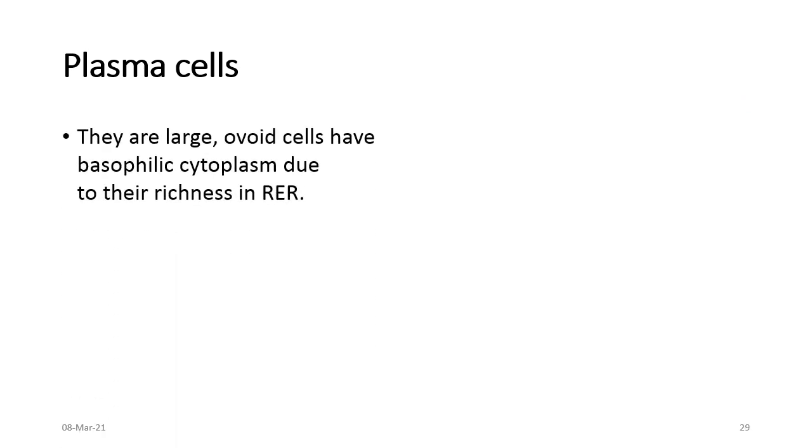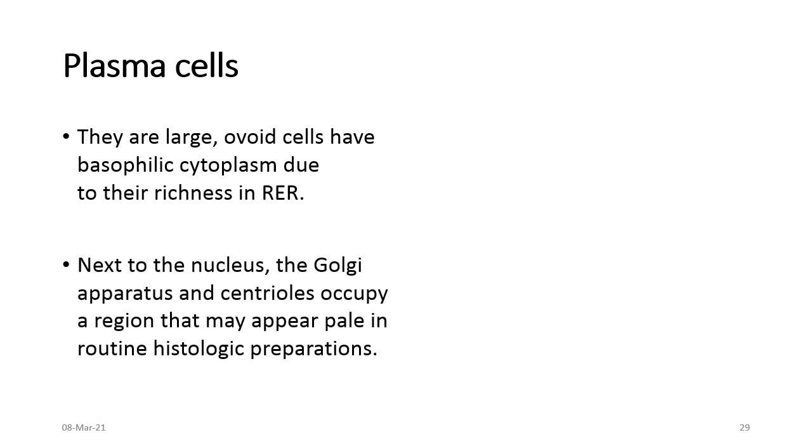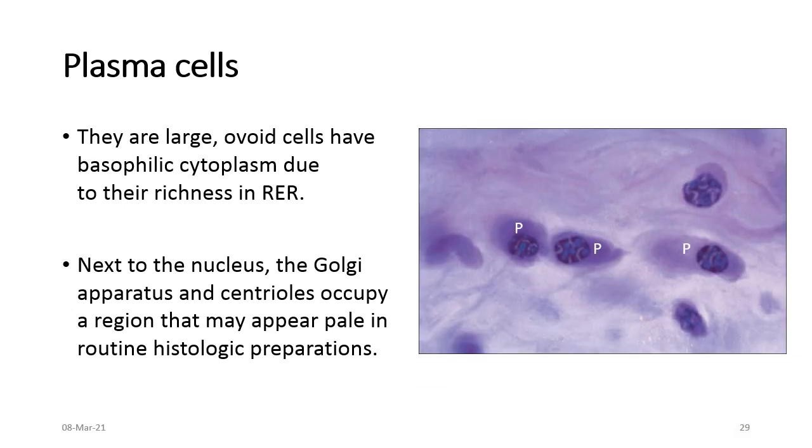The plasma cells are large ovoid cells. They have basophilic cytoplasm and it appears as dark blue due to their richness in rough endoplasmic reticulum. Next to the nucleus, you will find the Golgi apparatus and the centrioles occupy a region that can appear pale in routine histologic preparations. Let's see it in this image.